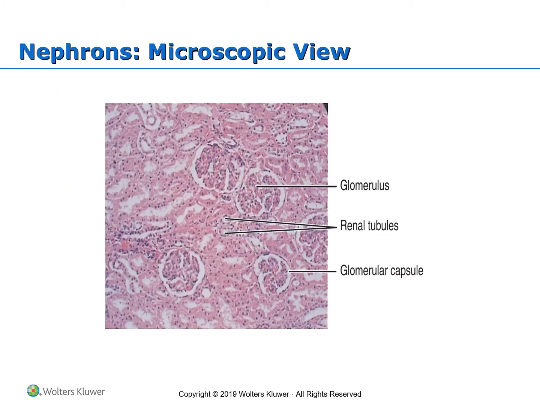This is a microscopic view of a nephron, and you can see the glomerulus. You can imagine how the afferent arteriole will branch out and produce that ball of capillaries inside the glomerular capsule. And the tubes around that you see in section, these are the renal tubules.